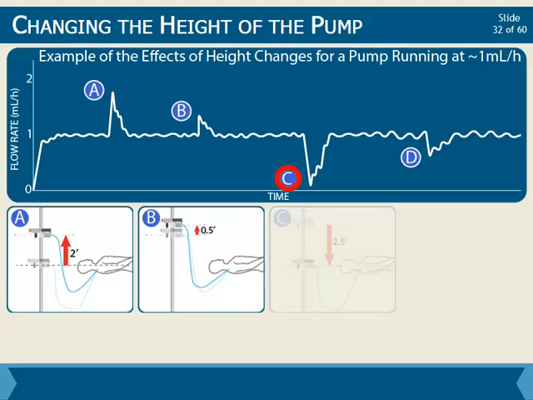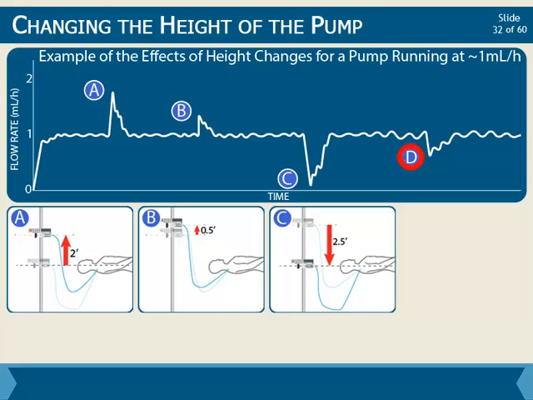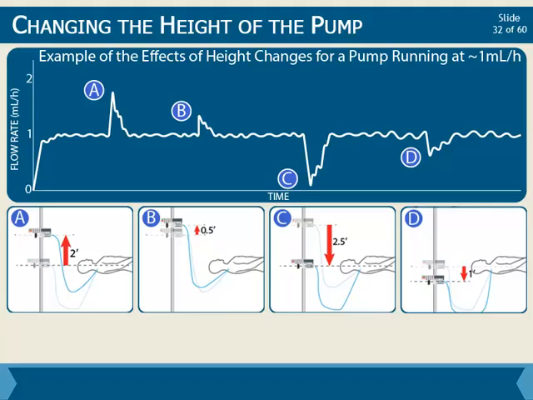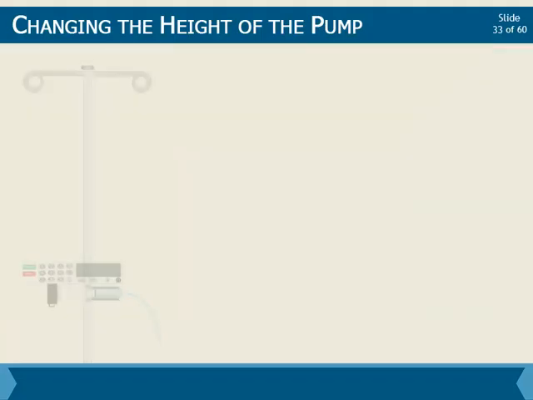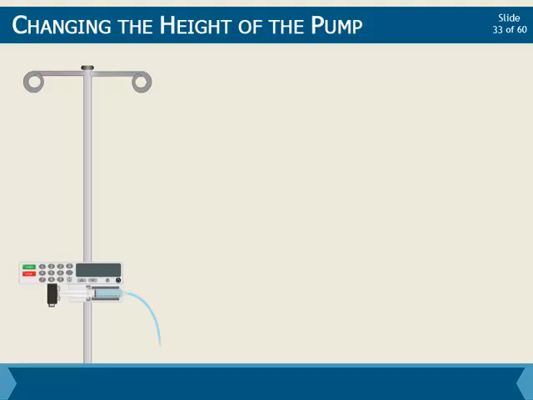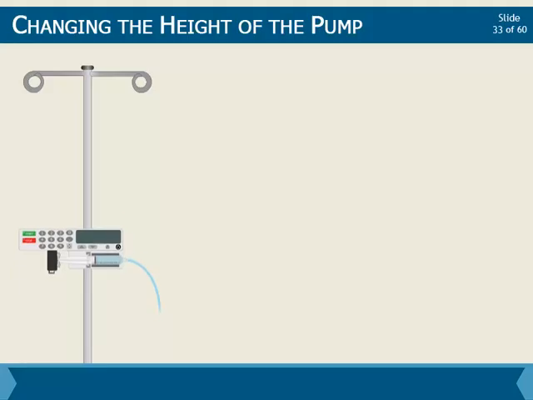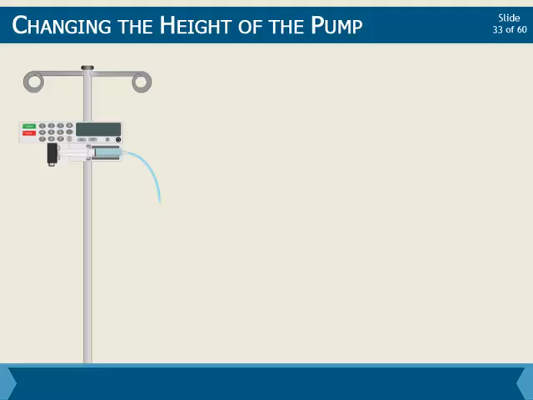This was caused when the pump was moved downwards, back to being level with the patient's heart. Finally, at point D, we have another drop in delivery caused when the pump was moved a foot further down below the patient's heart. There is something else that can further exacerbate the temporary increase in delivery when the pump is suddenly at a height above the patient's heart.